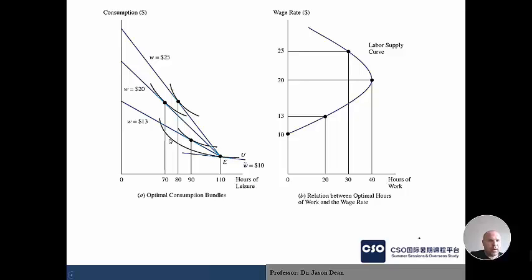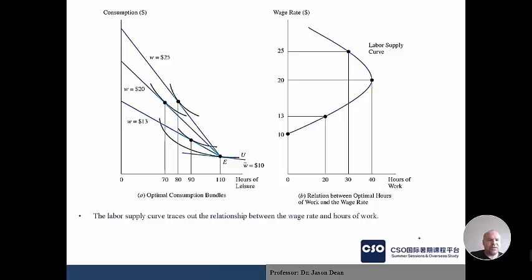We now have a wage and hours worked combination that we can plot over here in the labor supply space, which is the wage and hours worked. When the wage is $10, they don't work. That's their reservation wage. When the wage is $13, they're going to work 20 hours. So this point corresponds to this point.